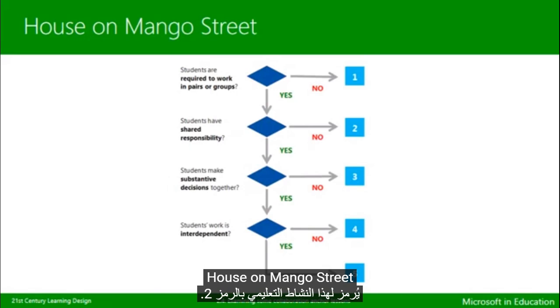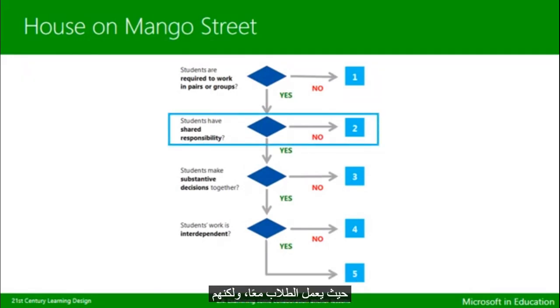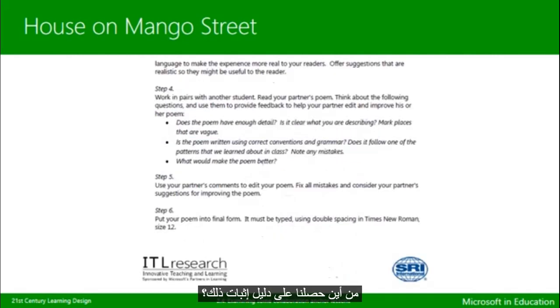The House on Mango Street learning activity is a code 2. The students do work together, but they do not have shared responsibility. Where did we get the evidence for this? On step 4 of the learning activity, it reads, work in pairs with another student. Read your partner's poem. Think about the following questions and use them to provide feedback to help your partner edit or improve his or her poem.